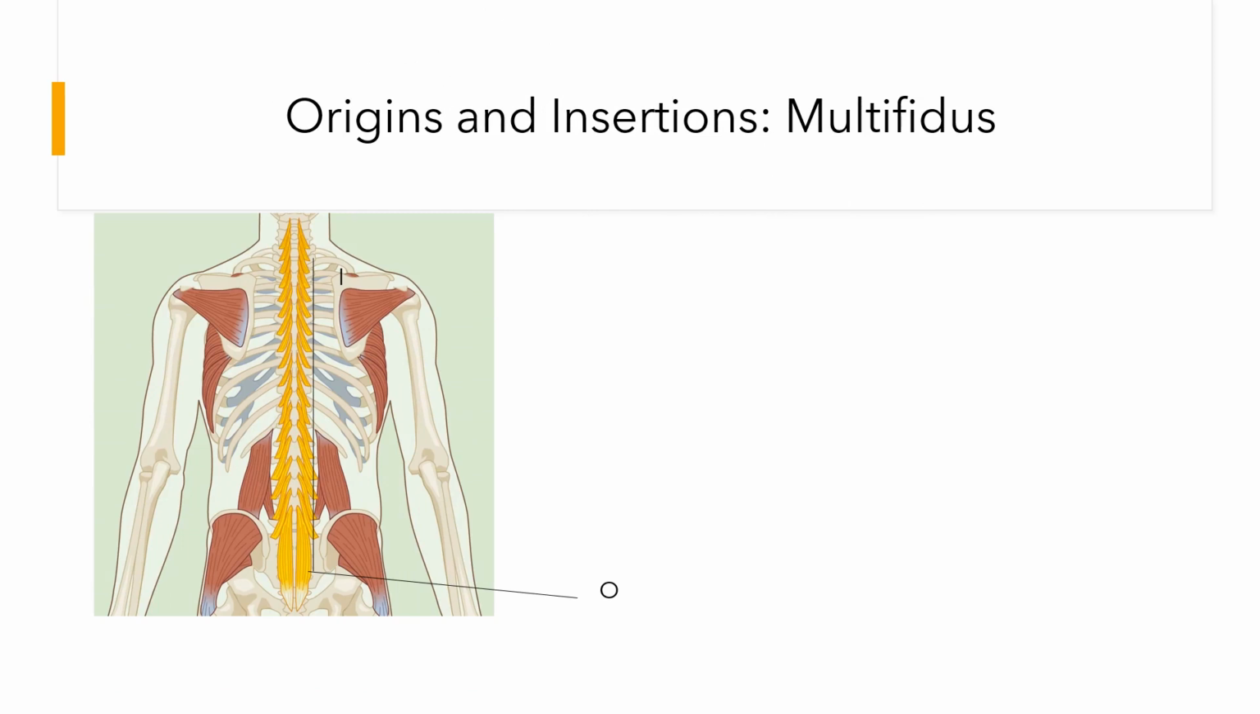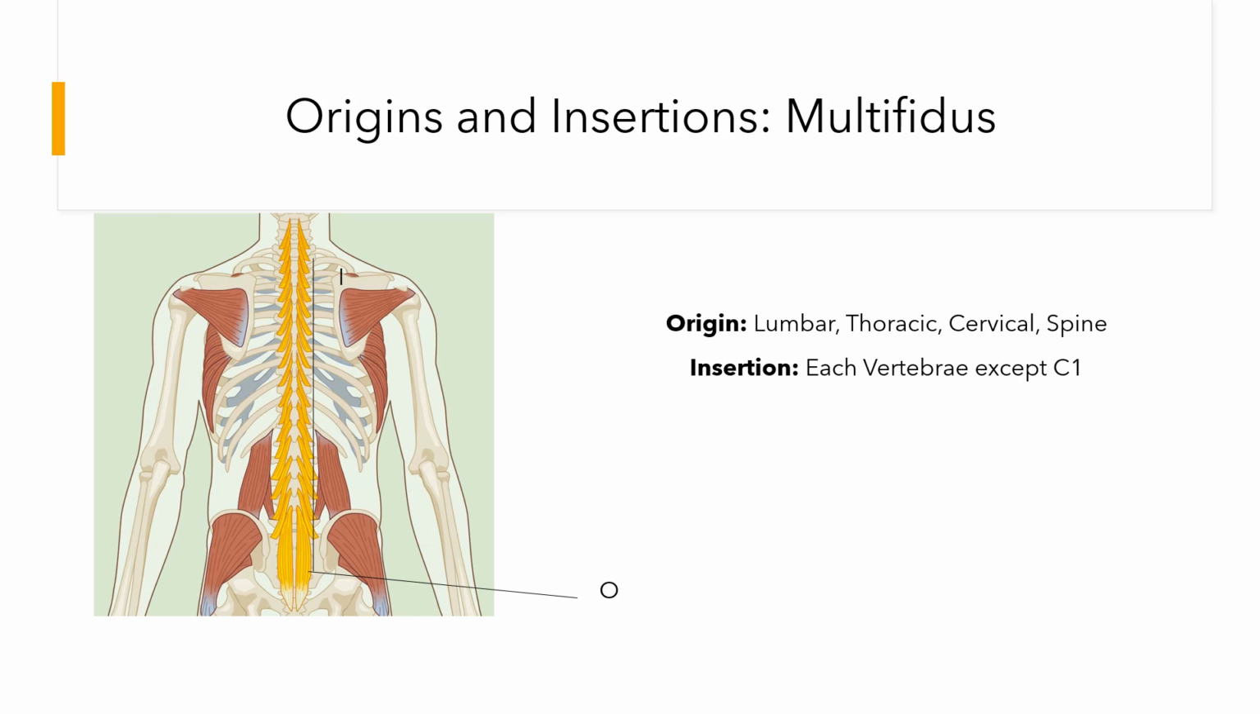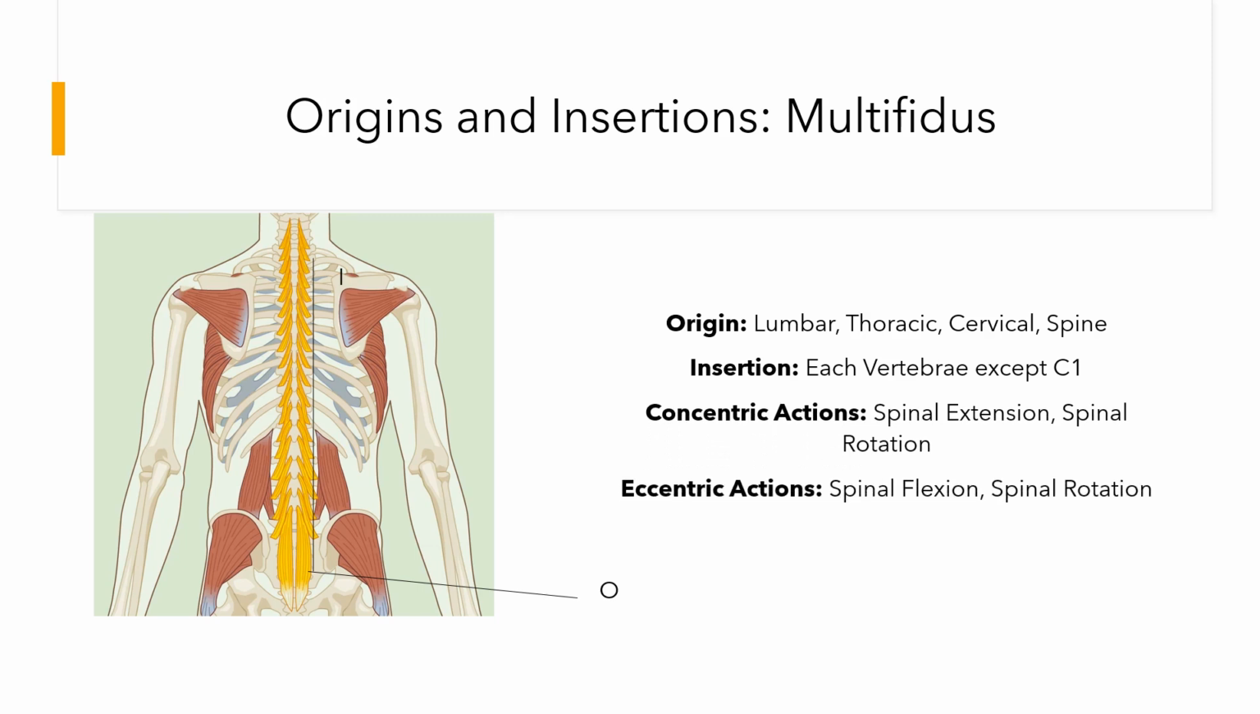Okay, then we've got the multifidus, the more popular one. It runs all the way from the base of the spine to the top of the spine and overlaps all the other muscles. The lumbar, thoracic, cervical spine are all its origin points. It inserts into every vertebra except C1. Concentrically allows you to extend the spine and rotate the spine. Eccentrically flex the spine and rotate the spine the opposite way.